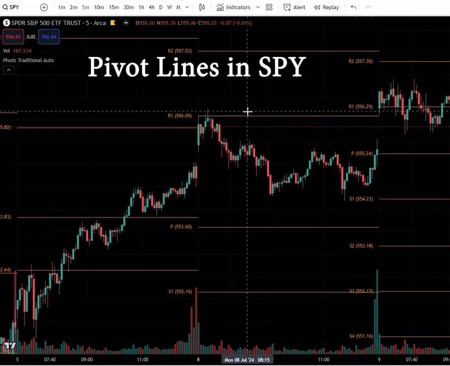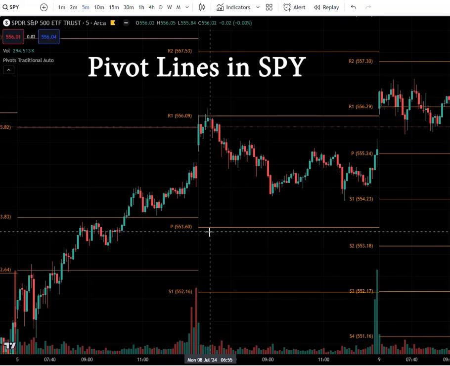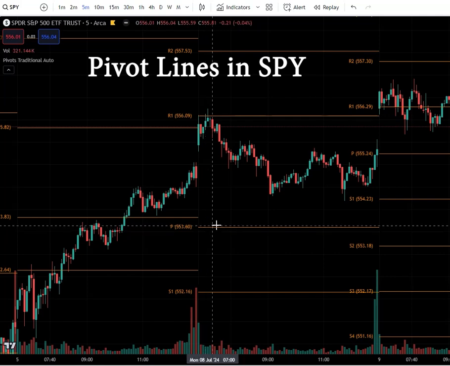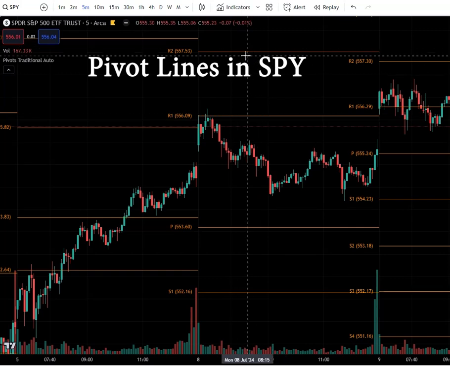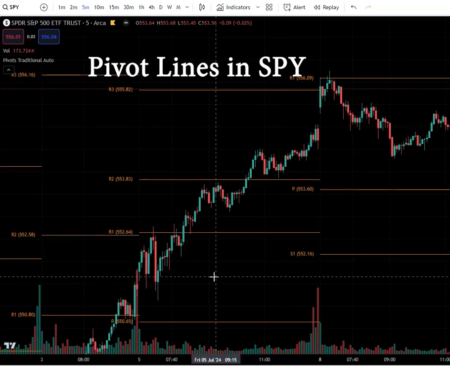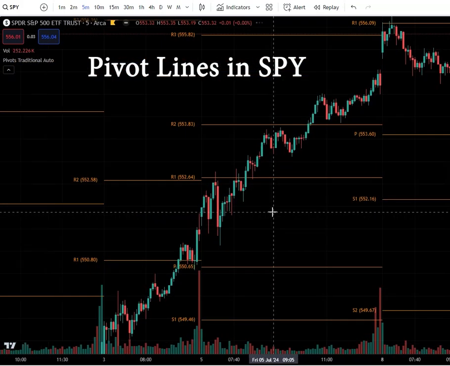These resistance lines are calculated based on the pivot line. The pivot line is calculated from the previous day's high, low, and closing, divided by 3, basically the average of the highest, the lowest, and the closing of the previous day. That is how the pivot point is calculated, and then these resistance lines are calculated again based on the pivot line. So in SPY trading and SPX trading, you see those reactions very clearly.